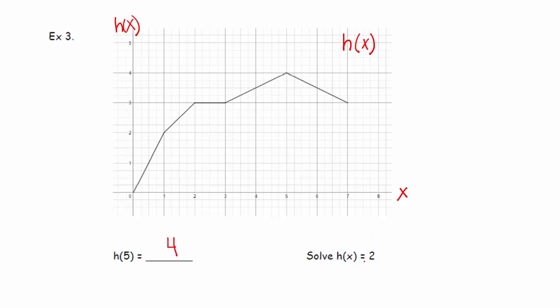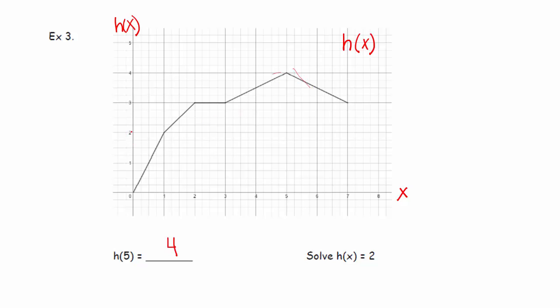Solve h of x equals 2. So this time h of x is the 2. Here's the h of x axis. There's 2. Now I'm going to go over to where the graph is. Right here. Something else that's important to realize is that the graph is this interesting looking shape. This entire picture, I would call that the grid. The graph is this actual like line configuration.